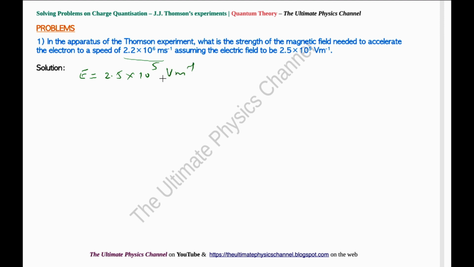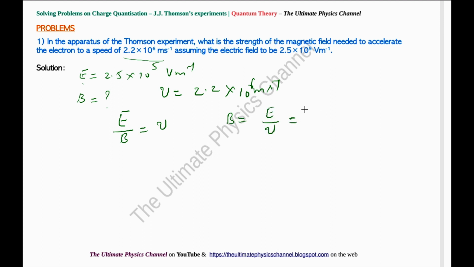What is the magnetic field? That is the question. So we need to find B from our expressions. The velocity of the electrons is given as 2.2 into 10 power 6 meters per second, right? So we have written around what are the things that are given. We know that there is a simple relationship that connects the electric field, the magnetic field, and the velocity, right? That is E over B is equal to V. We need B here, so B is equal to E over V.